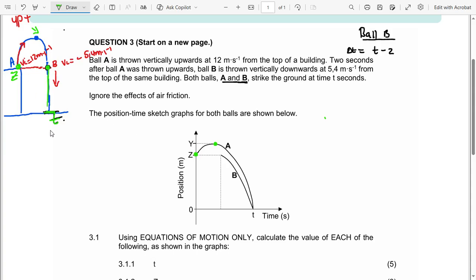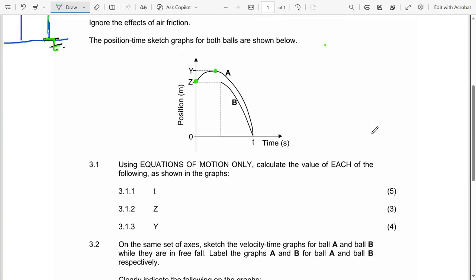Okay, let's see what we have on the question. They say using the equations of motion only. Use the equations of motion only. They want you to calculate the value of each of the following. Number 1, t. You need to ask yourself, this is 5 marks. We can't donate those marks.